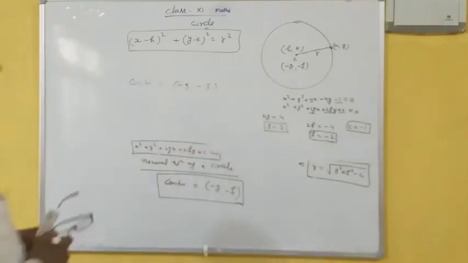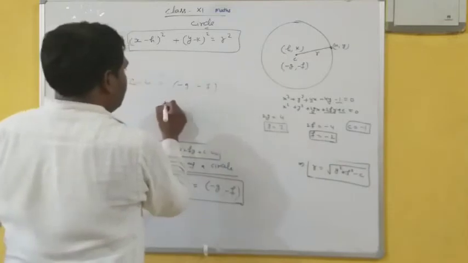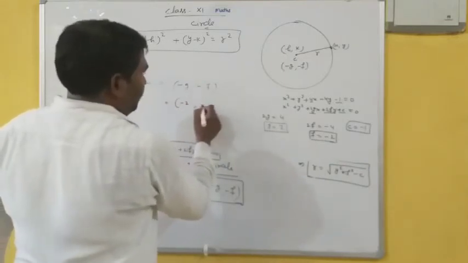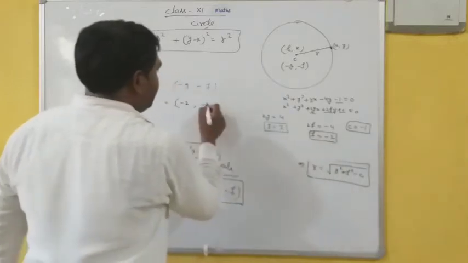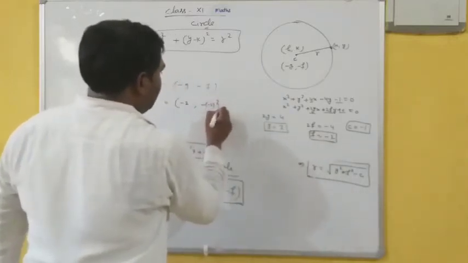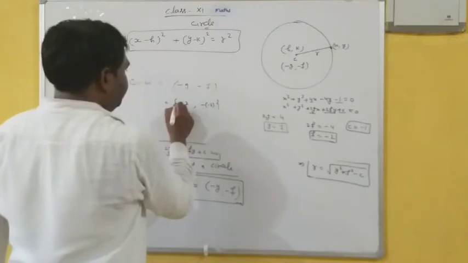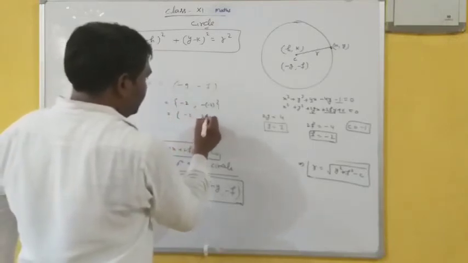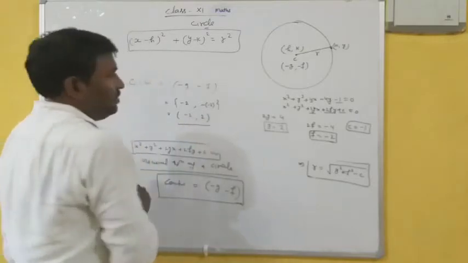Putting the value of f and g, g is 2, so minus g is minus 2. At the place of f it is minus 2, so minus of minus 2 gives plus 2. Now, minus 2 comma 2, this is your center, right?